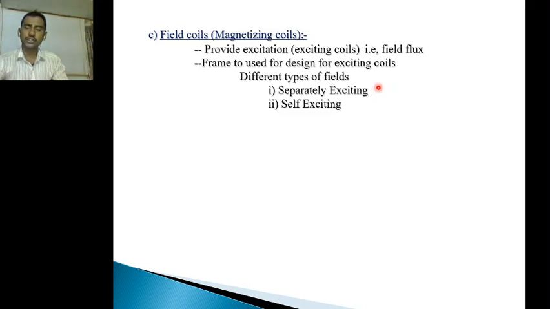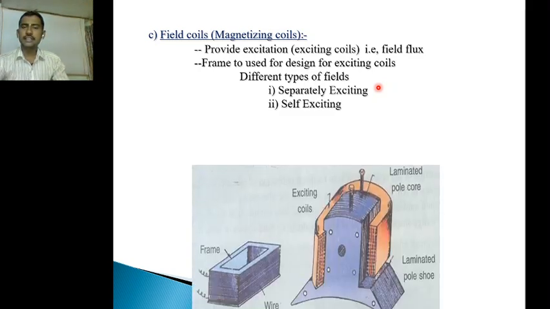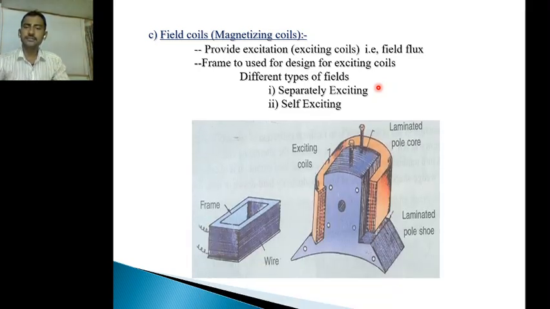In that flux, we can rotate one conductor. That conductor cuts this flux and induces an EMF. Yes or no? So that is used in the design of the exciting coils. Normally we have two types of excitation of the field coils. What are the two types of excitation? Separately excited field winding and self-excited field coils. However, we will see about separately excited and self-excited in our future discussions, in this unit itself.